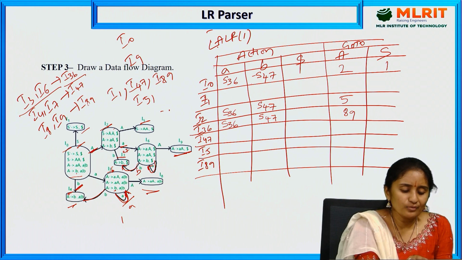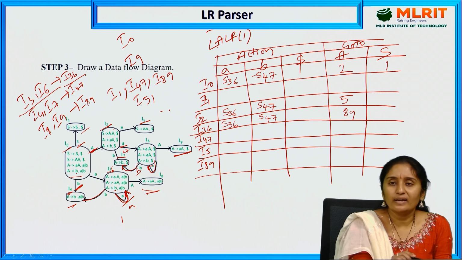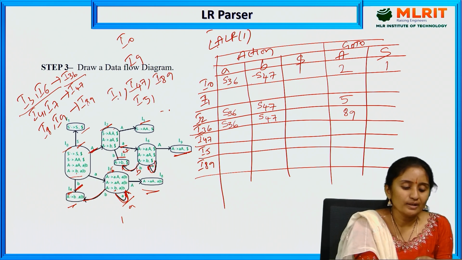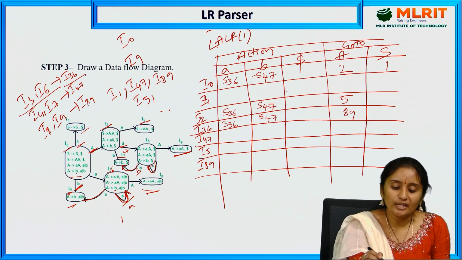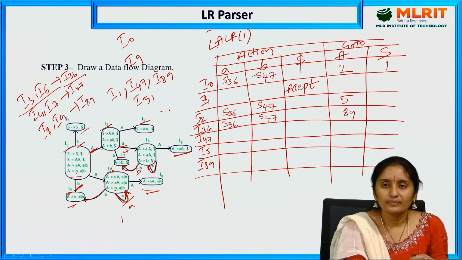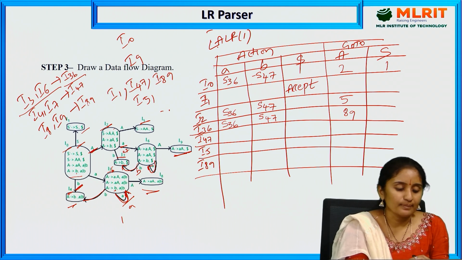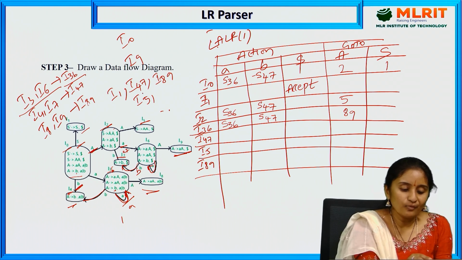I1, I4 7, I8 9 and I5 are the final states we got. Now check I1. What is the I1 final state? S dot. As it is our start symbol, we need to place accept in the place of dollar.